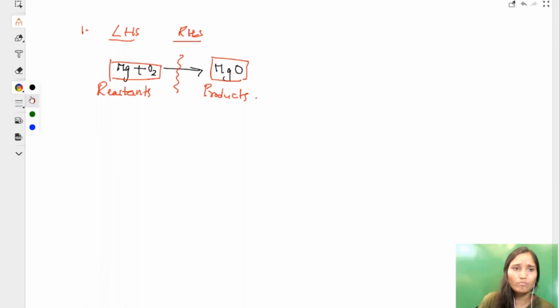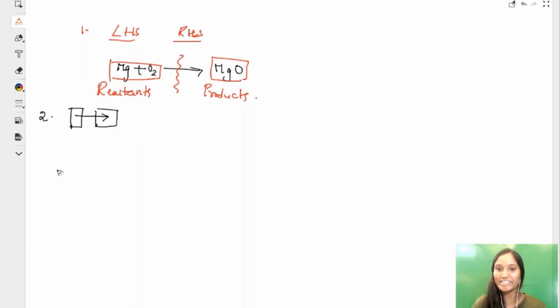Point number 2 is that both the reactants and products are always separated with the help of an arrow mark. The head of the arrow mark should be towards the products and the tail of the arrow mark should be towards the reactants. Right, guys? Always reactants and products are separated with the help of an arrow mark.